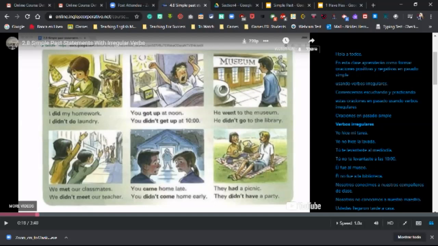Good. And so what would be the negative? No, I didn't do my homework. Very good. Everybody. No, I didn't do my homework. Very good. So what is the question in simple past for I didn't do the laundry?